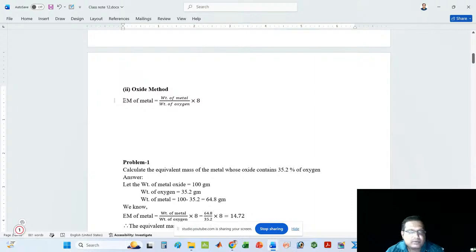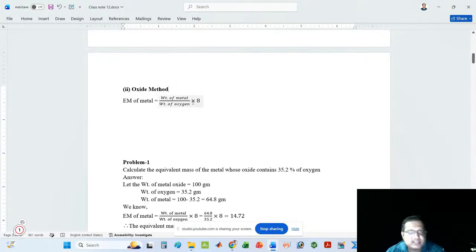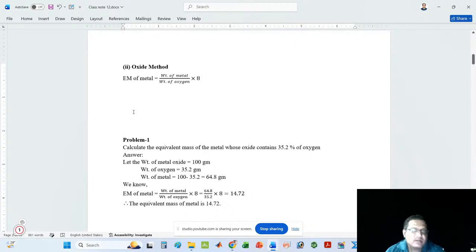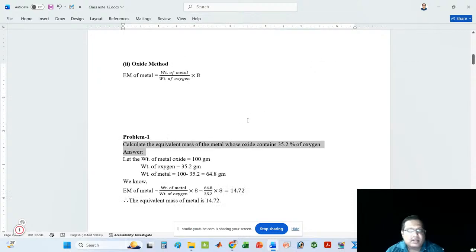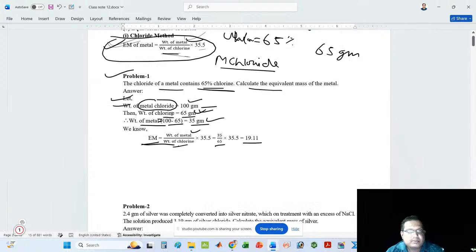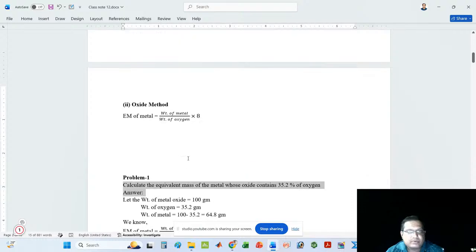Finally, I can say that equivalent mass of metal is equal to weight of metal divided by weight of oxygen into 8. In a problem, the weight of metal is given, the weight of oxygen is given, then the question will ask to find the equivalent mass of metal. Look at an example. In problem number 1, calculate the equivalent mass of metal whose oxide contains 35.2% of oxygen. Like problem number 1 for the chloride method, we can solve this problem similarly.